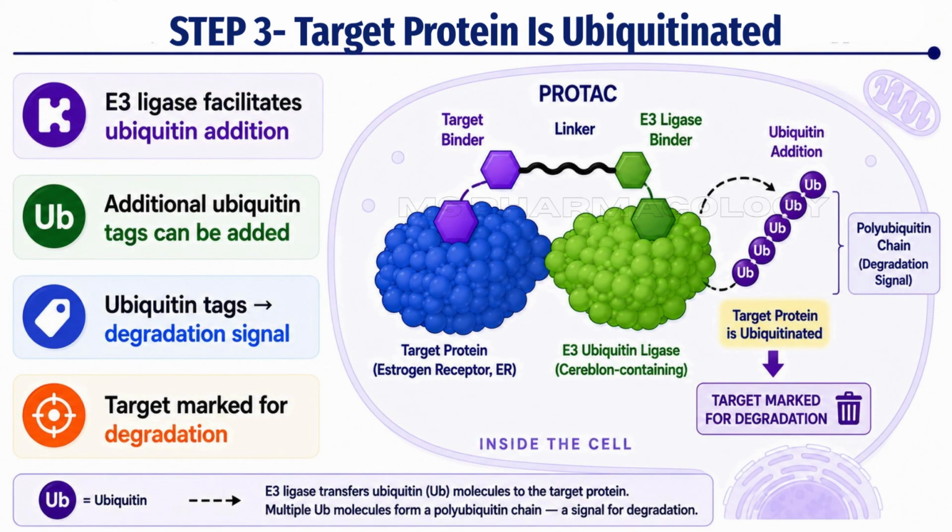In step 3, the E3 ubiquitin ligase helps add ubiquitin to the target protein. Additional ubiquitin molecules can be added, creating a signal that directs the target toward degradation. Remember, the PROTAC itself is not the molecular shredder. Its major role is to bring the target protein and the E3 ligase together so that the cell's existing ubiquitination machinery can mark the target for destruction.